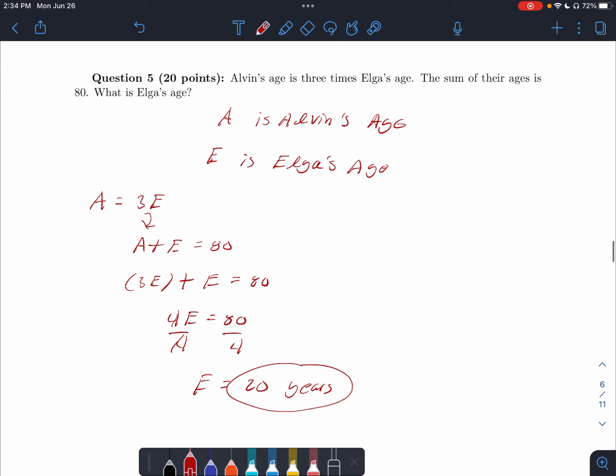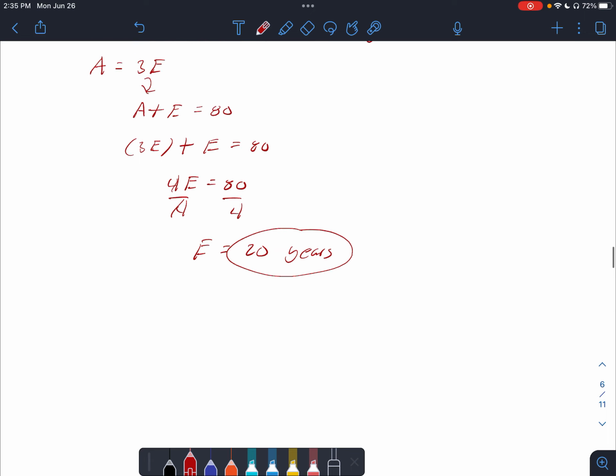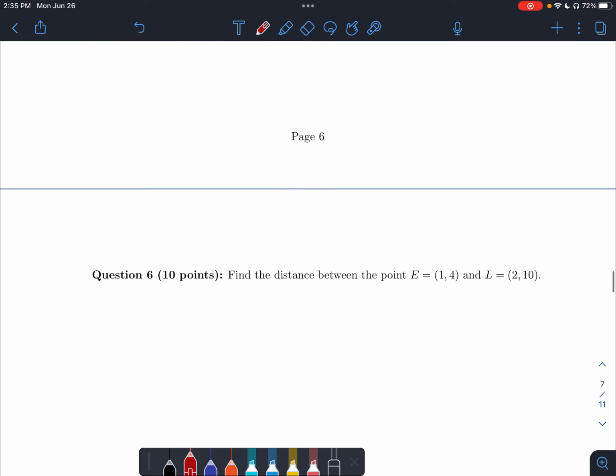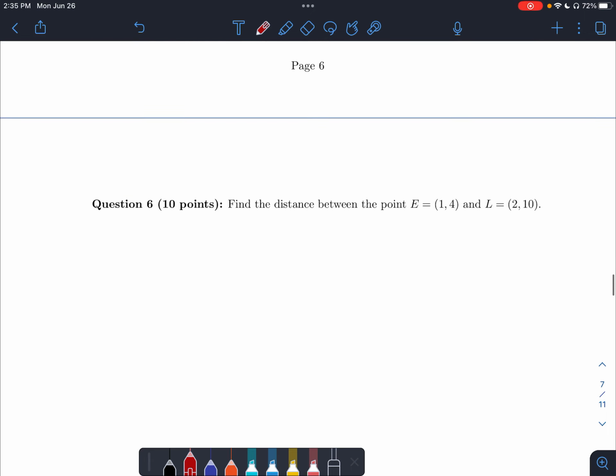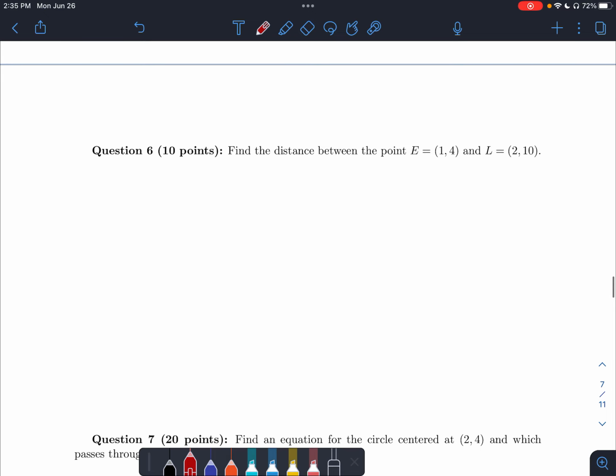That's your answer. Okay? And you want to check that. If we say that we know Alvin's age is 3 times Elga's age, so 3 times 20 is 60, plus 20, that'll give us 80, and so everything checks out. So we know that Elga is 20 years old. Okay? Now let's take a look at this one, and then we'll stop here and do part 3.